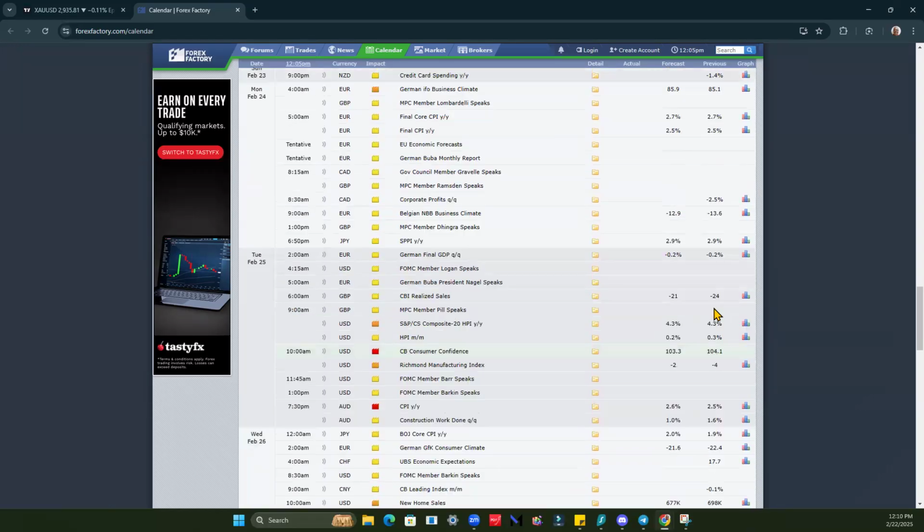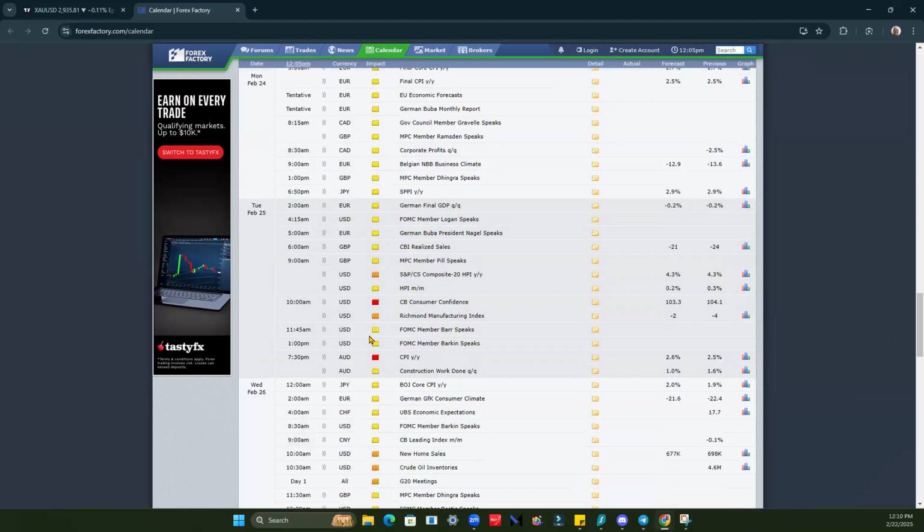They make predictions as far as the previous number, what was reported the last time they made this news, and the forecast is this number right here. The actual number will be posted right next to it. So when this news comes out at 10 o'clock, there's going to be a spike in the currency. If it's positive news, it's going to spike up. If it's negative news, it's going to spike down.